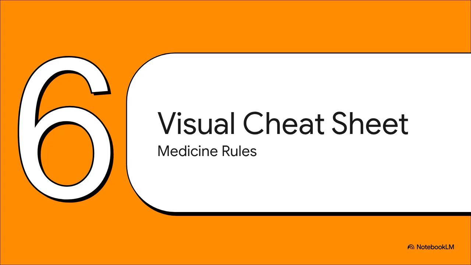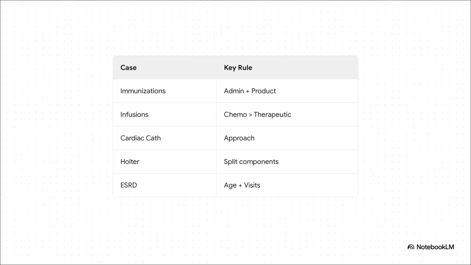Section 6, Part 62, Visual Cheat Sheet. Wow, we've covered a lot of ground today, so get your screenshot fingers ready. Here is your visual cheat sheet. Let's lock all this in. For immunizations, dual code the admin and the product. For infusions, obey the chemo, therapeutic, and hydration hierarchy. Cardiac caths are coded by approach. Holter monitors are split by component. And finally, ESRD dialysis codes demand patient age plus the monthly visit count. These right here are your absolute golden rules for the medicine section.